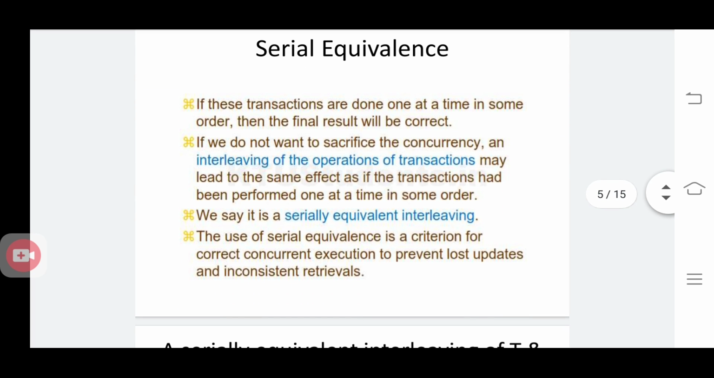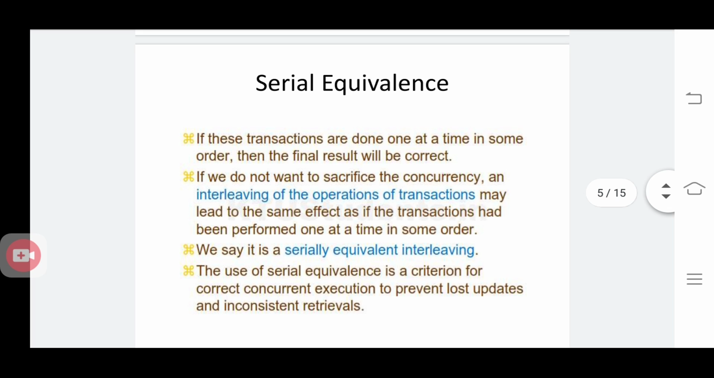For that, we are implementing concurrent transactions in a serially equivalent manner. Actually, what is serial transactions? It means transactions can be done one at a time in some order, and the final results will be correct. But if we do not want to sacrifice concurrency, we have to do it in a parallel way.